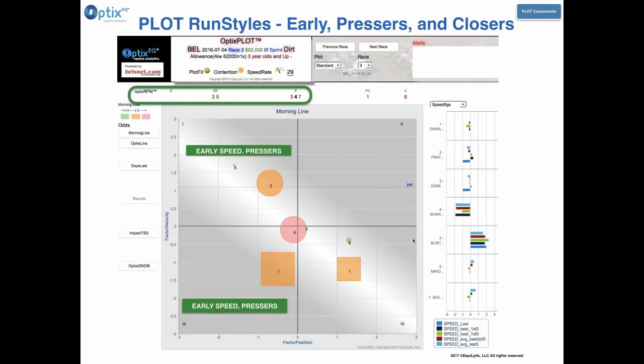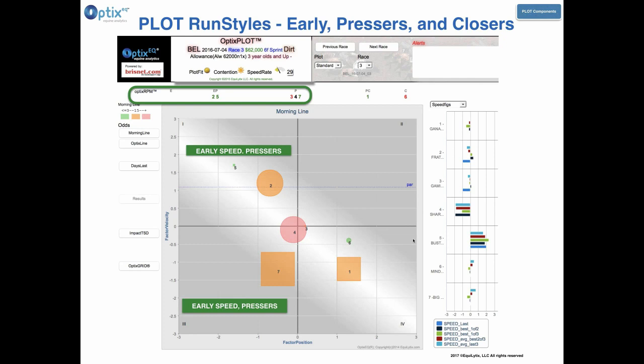Okay. So what we do is we're kind of like BRIS. We do like an EEP, but we're not BRIS's EEP, because we only look at data in a certain period of time for the run style. So if a horse is over a year layoff, we may not be able to evaluate his run style, so he may not be up there. We only evaluate horses that we feel we can evaluate in terms of where their current run style is.